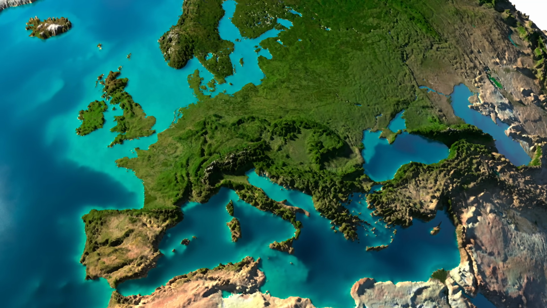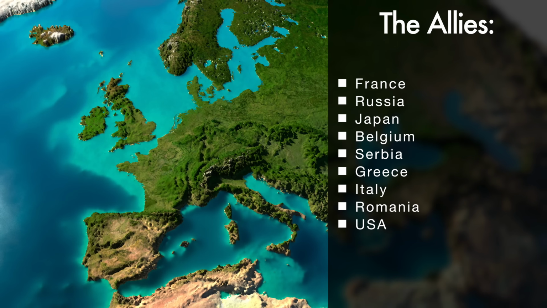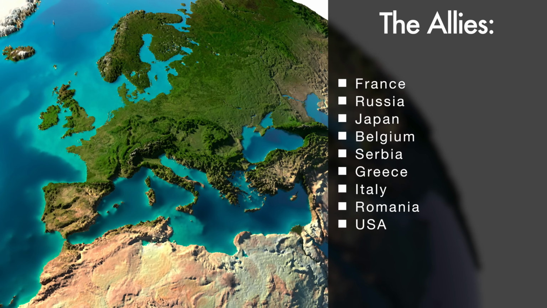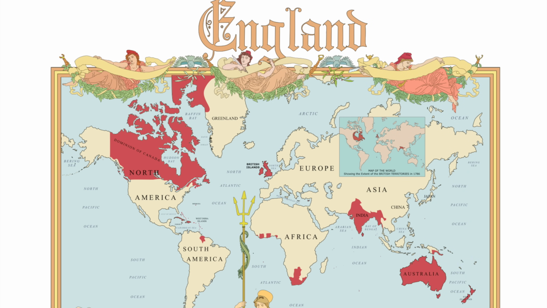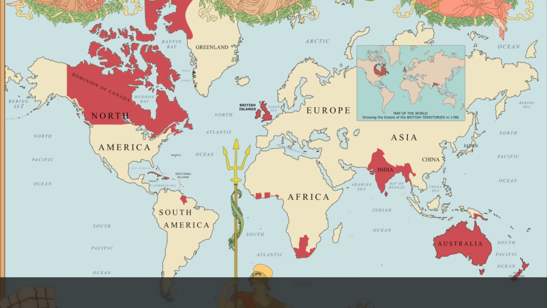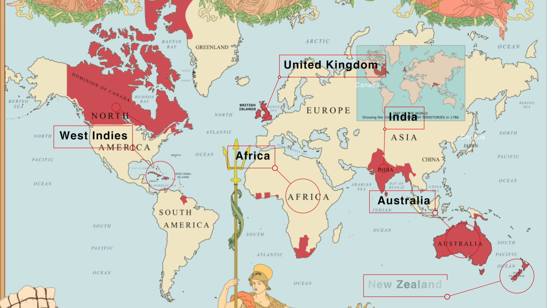Britain was part of the Allied powers, which included, among others, France, Russia, Japan, Belgium, Serbia, and later Greece, Italy, Romania, and the United States. The whole of the British Empire was involved in the conflict. For example, more than 1 million Indians fought on behalf of Britain in lots of different countries, and around 40,000 were killed. Men from the West Indies, Africa, Australia, New Zealand and Canada also fought with the British.